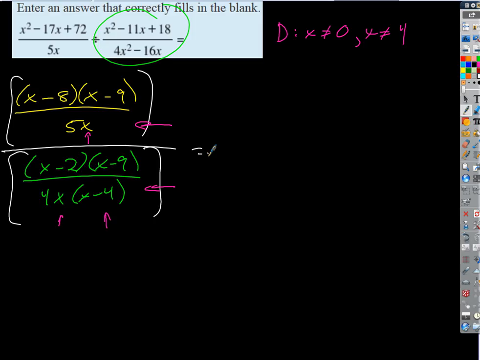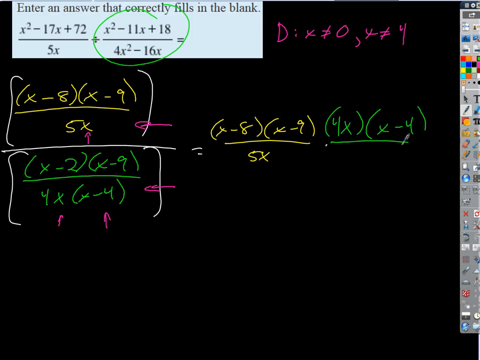What do you do when you divide? Flip and multiply, good. So we end up with then the yellow fraction, or the yellow expression, times the reciprocal of the bottom. So 4x times (x minus 4) over something like that, right? Okay, and because I'm multiplying, I multiply straight across, so everything in the top is a factor of the numerator, everything in the bottom is a factor of the denominator. And so here's where we can start to pare this down.